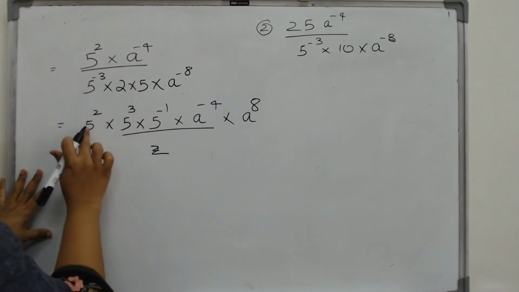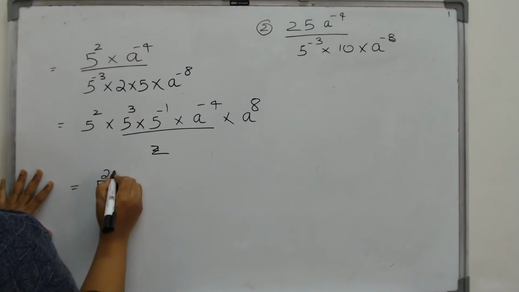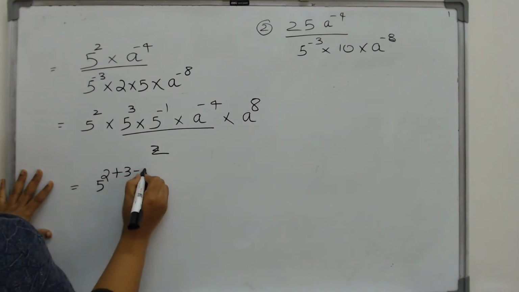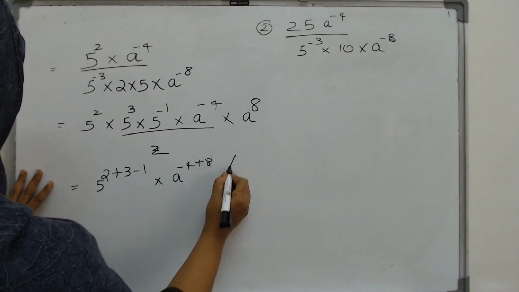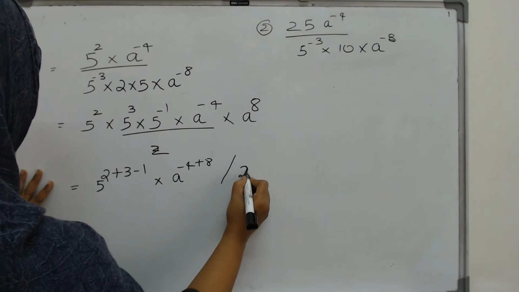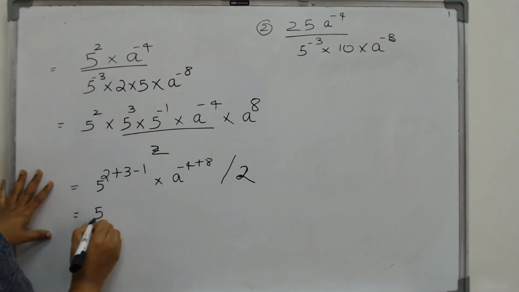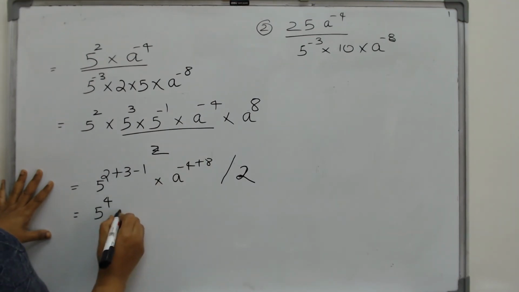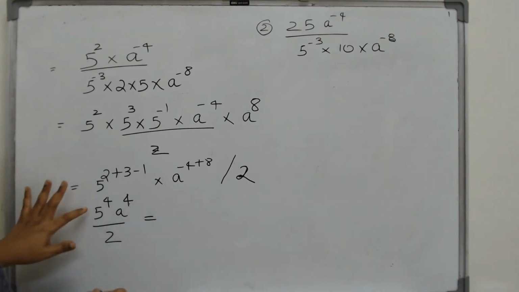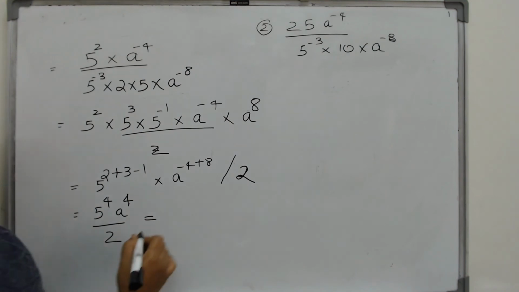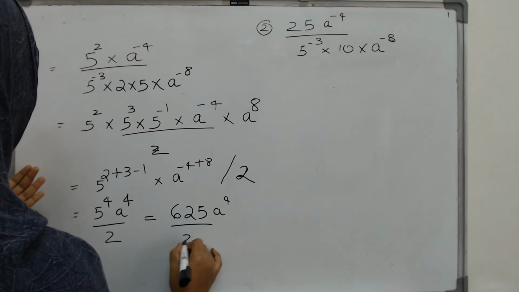That would be same base, different exponents, and you have a multiplication sign. 5 raised to 2 plus 3 minus 1 into a raised to minus 4 plus 8. The whole divided by 2. That would be 5 raised to 4, a raised to 4 by 2. 5 raised to 4 would be 25 into 25, which is 625. A raised to 4 by 2.